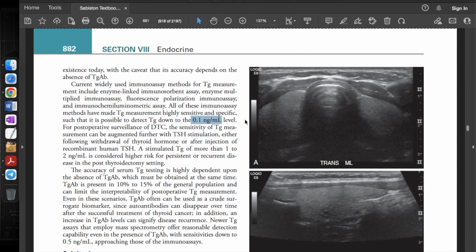For postoperative surveillance of differentiated thyroid cancer, the sensitivity of thyroglobulin measurement can be augmented further with TSH stimulation, either following withdrawal of thyroid hormone or after injection of the recombinant human TSH. A stimulated thyroglobulin of more than 1 to 2 nanogram per milliliter is considered higher risk for persistent or recurrent disease in the post-thyroidectomy setting.